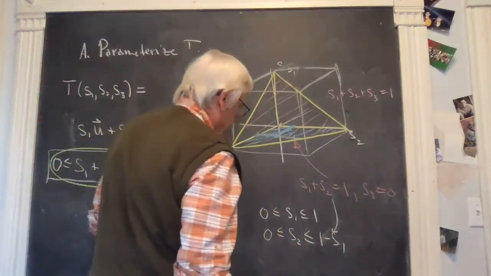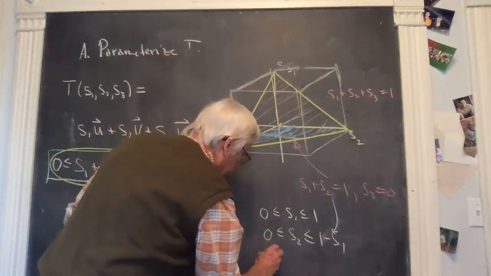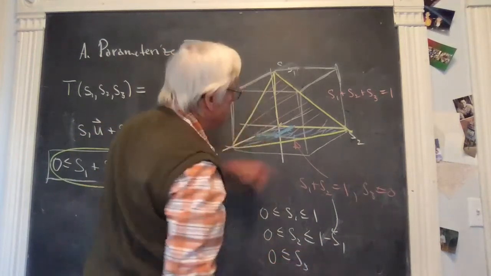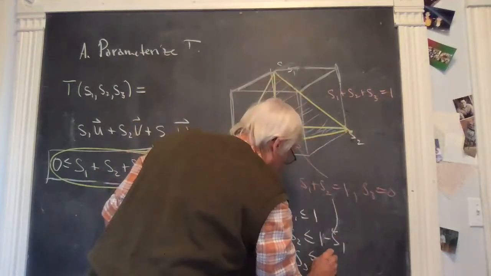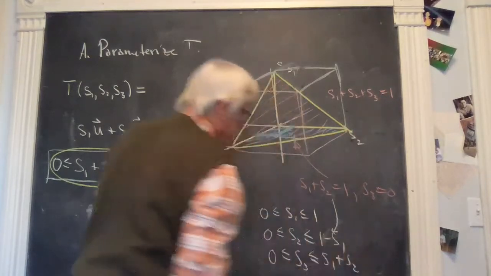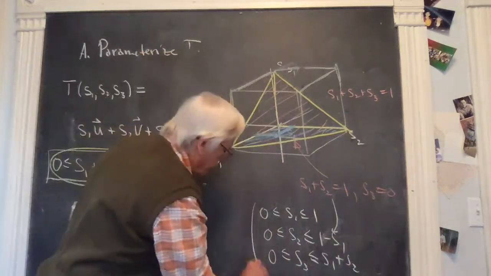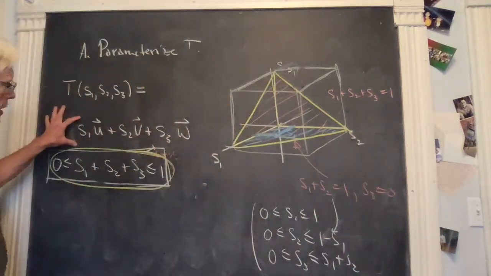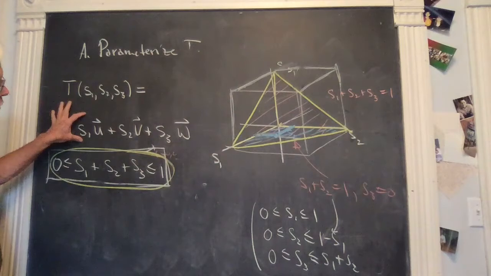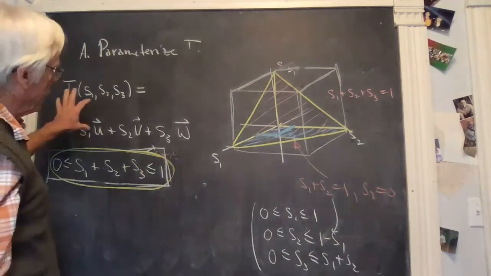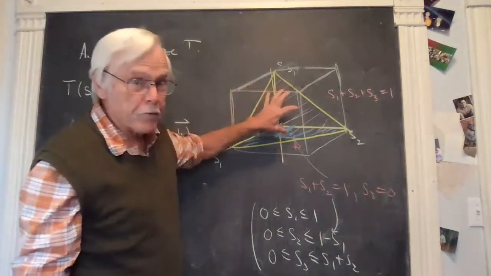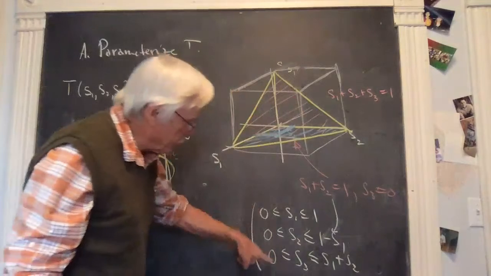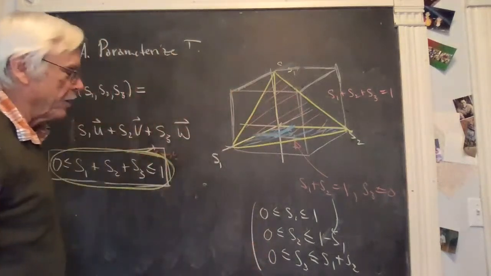And once you know that amount, then 0 is less than or equal to S3, which from this equation is less than or equal to S1 plus S2. So this is how to describe the domain of this substitution, this parameterization of any tetrahedron. So the parameterization of any tetrahedron depends on the parameterization of this tetrahedron, and this is always the parameterization of that tetrahedron.